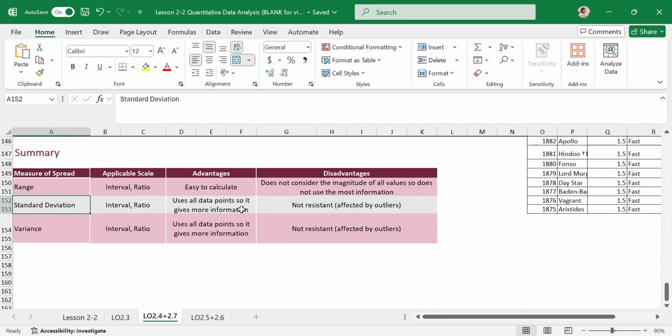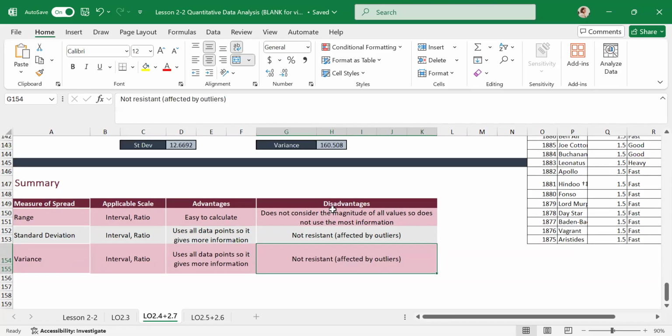For the standard deviation, it uses all the data points, so that's a really good thing about it. But the bad thing is it's not resistant. That means if you have a really big or a really small value, it will be impacted by the outliers. Again, the same thing's true for the variance. It uses all the data points, but again, it's not resistant.